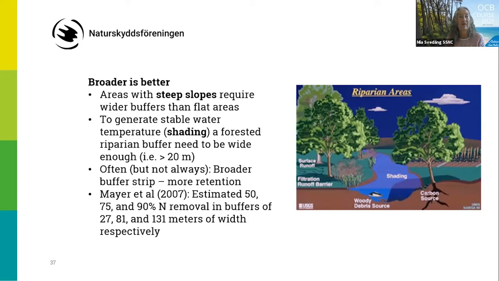and also of pesticides. And in Mayer and cooperators from 2007, they estimated that to get 50, 75, and 90% of nitrogen removal, the buffer needs to be 27, 81, and 131 meters, respectively. So broader is often better.